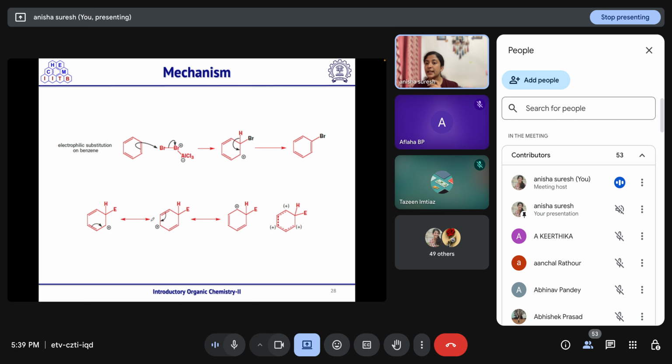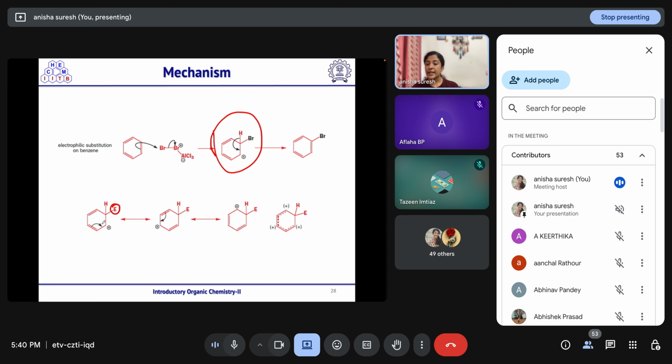So as you have seen in electrophilic substitution on benzene, in the presence of bromine and AlCl3, this double bond can attack on this bromine. This AlCl3Br minus will be leaving, and it will result in the formation of this intermediate. Now this is the reactive intermediate, and this can undergo resonance. As you can see, instead of Br, you can consider this electrophile E, and this will undergo resonance.